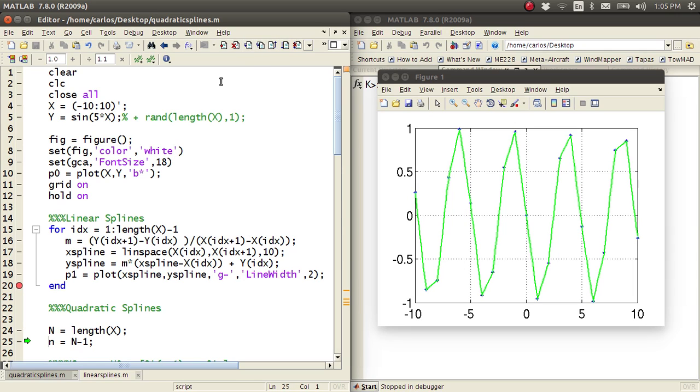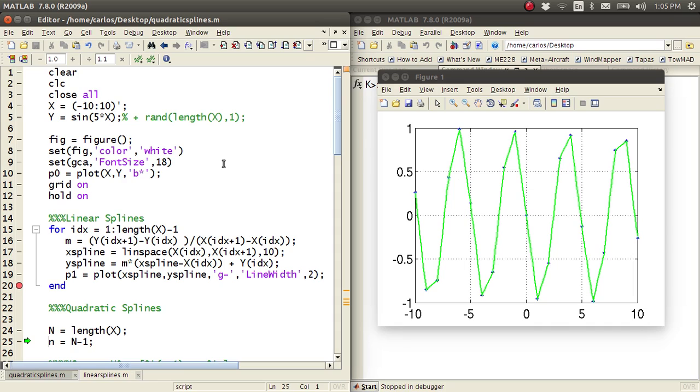And then I'm going to step through here. Basically this linear spline is just connecting all of the dots individually. So it looks like I have some semblance of what's going on, but it's still very choppy, and it would be nice if I could smooth that out. And that's where quadratic splines come in.